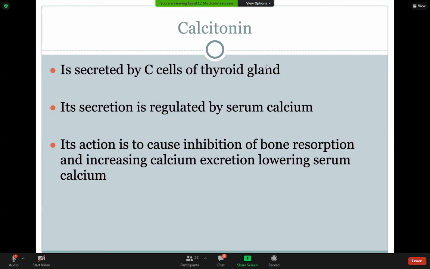Okay, so calcitonin now. Calcitonin is secreted by the C cells of the thyroid gland. Its secretion is regulated by serum calcium again. Its action is to cause inhibition of bone resorption and increasing calcium excretion, lowering serum calcium. So it has an opposite effect to PTH, okay?